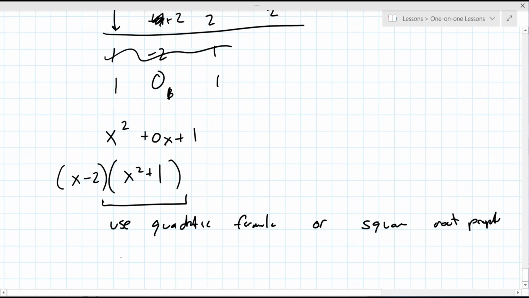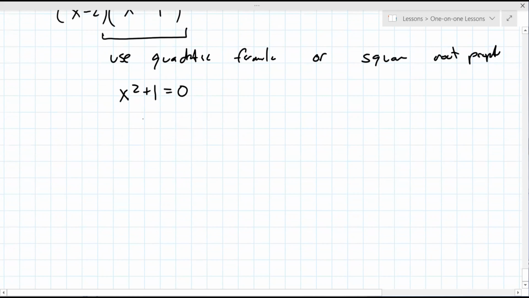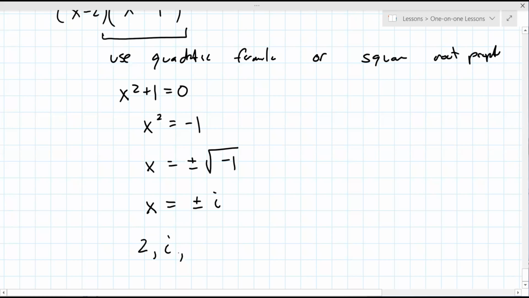If you're not sure what I mean by that, you're setting x squared plus 1 equal to 0. So you're going to move the 1 over, so it's x squared equals -1. So x equals plus or minus the square root of -1. X equals plus or minus i. So your 3 solutions are 2, positive i, negative i. Got it.